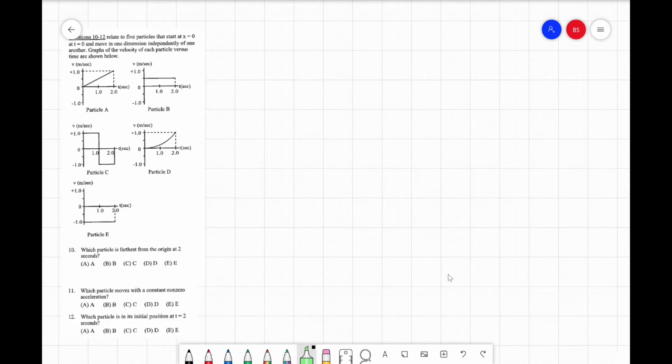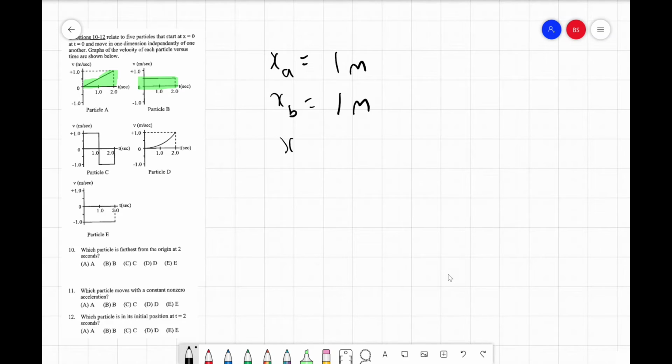Let us start with particle A. Notice that the area under this graph is this triangle, which has a base of 2 and a height of 1. That means the distance traveled by A is equal to 1/2 times 2 times 1. That is equal to 1 meter. Moving on to particle B, we see that this area is a rectangle with a width of 2 and a height of 0.5. That means the distance traveled is 2 times 0.5. That is also equal to 1 meter.